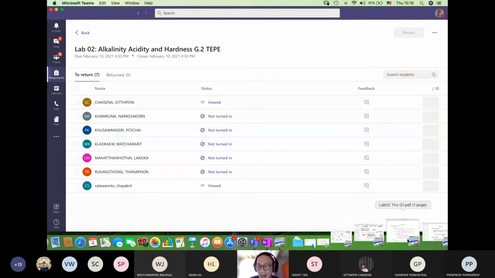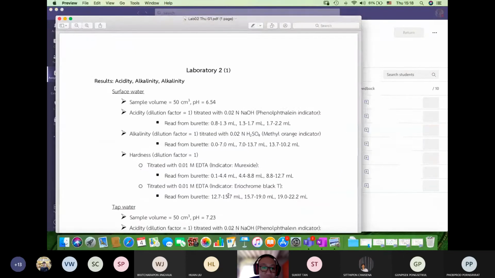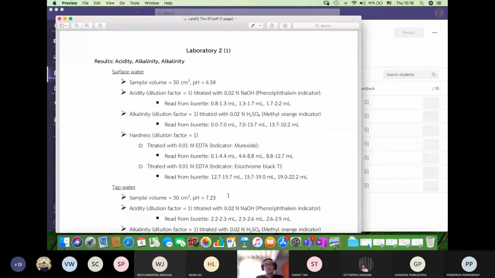Okay, for the results, how will the results look? Each group needs to do 3 samples, the same as the previous week. The first one is the surface water. For the first sample, we do the acidity, titrated against 0.2 normal sodium hydroxide using phenolphthalein as the indicator, and we read the burette.